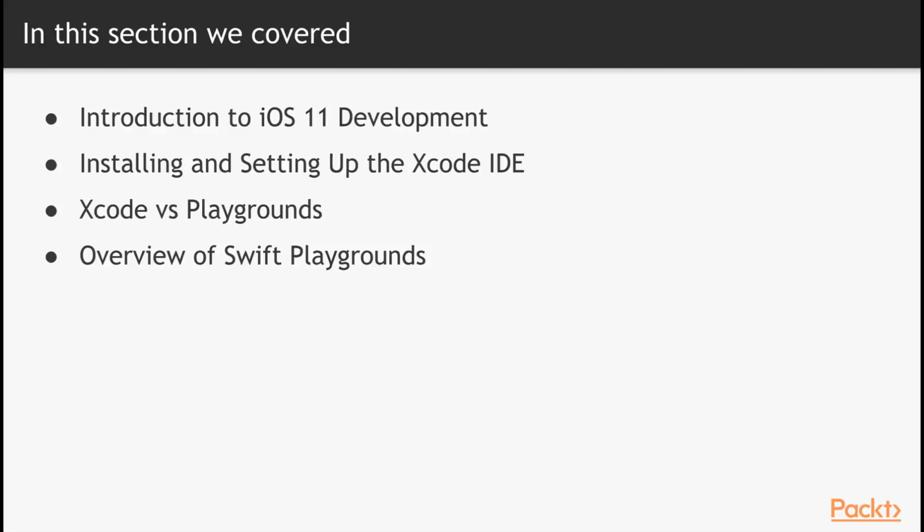In this section, we covered an introduction to iOS development and the app that we are going to be building throughout this course. We got Xcode installed and set up for development. And finally, we took a brief look at Xcode and saw how playgrounds are a great way to start testing code before putting them into our application.